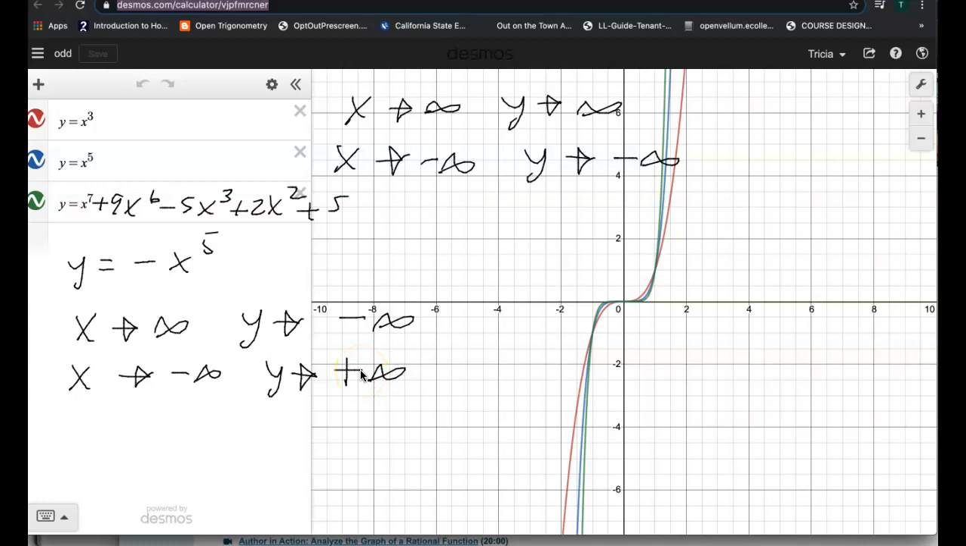So knowing this, it's going to be helpful to graph our polynomials, because in the end, we'll want to know which direction the polynomial is going.